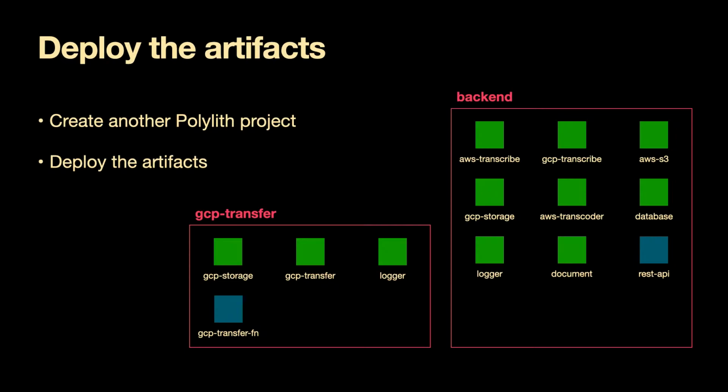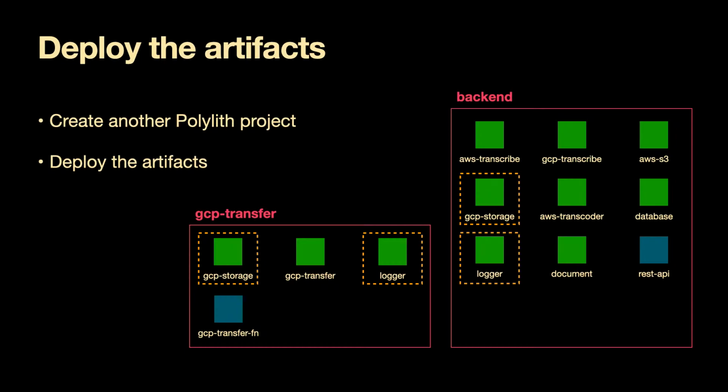And if you noticed here, the logger and GCP storage components are shared between two projects. So the components themselves live in the Polylith workspace, in other words, in one place, but they are referenced by different projects. So if you change any of those shared components, the changes will be reflected automatically in any project that they are referenced from.